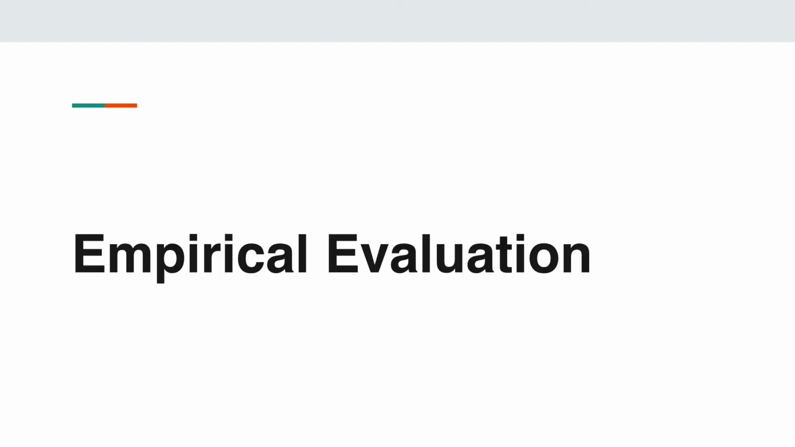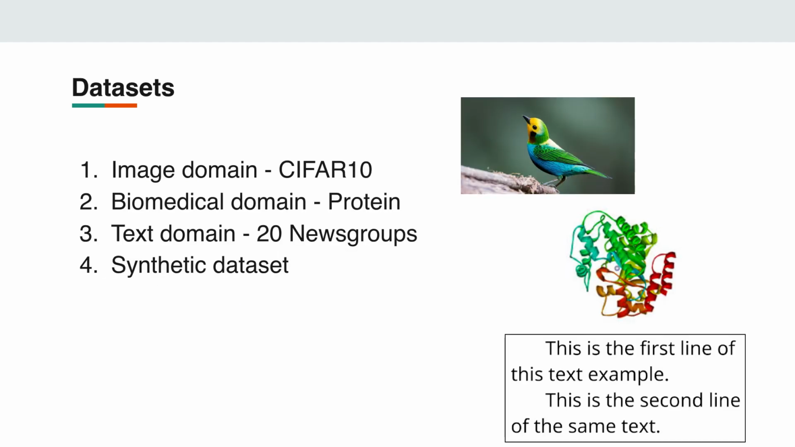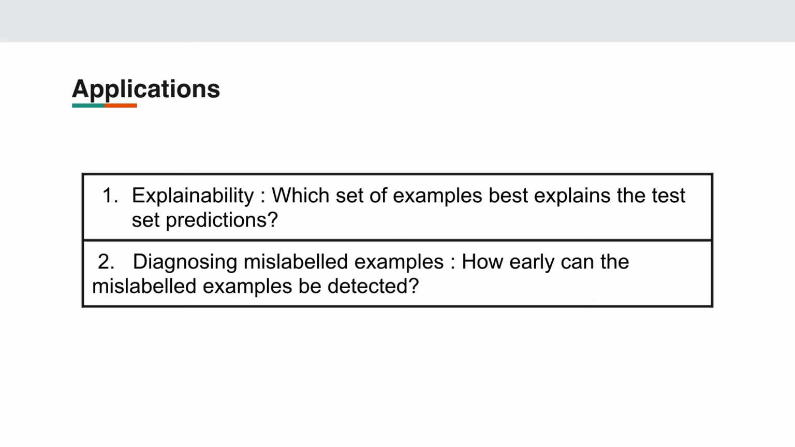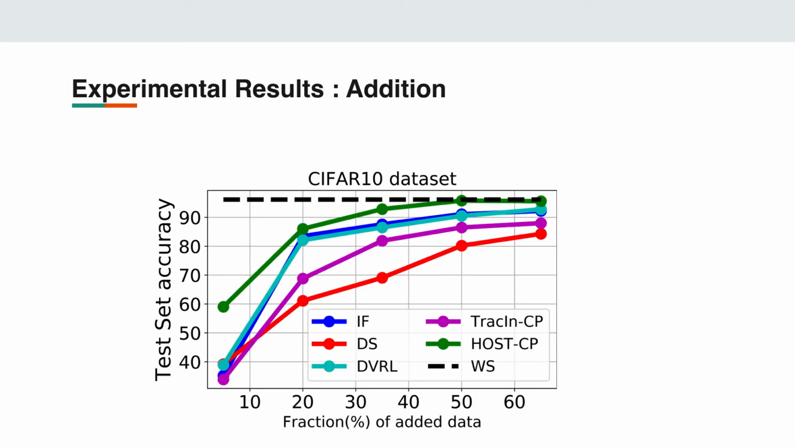Next, we discuss some empirical results. We consider 4 types of datasets on different domains. In the interest of time, we show results on the CIFAR dataset for the following applications. We present here the first application, where we show how well the methods have been able to select the subsets which best explain the test set predictions.